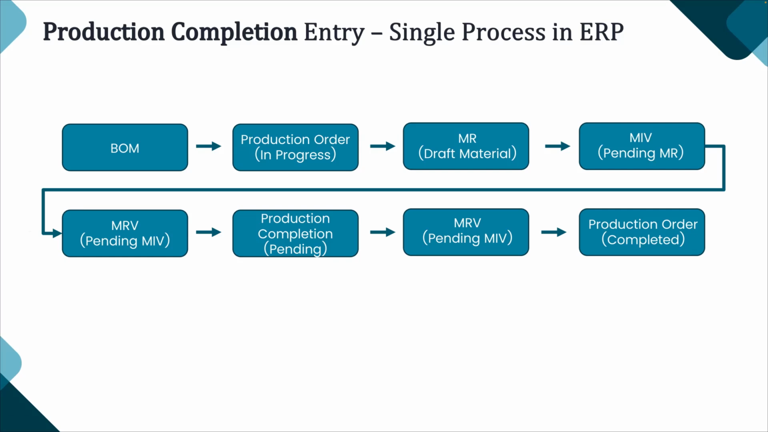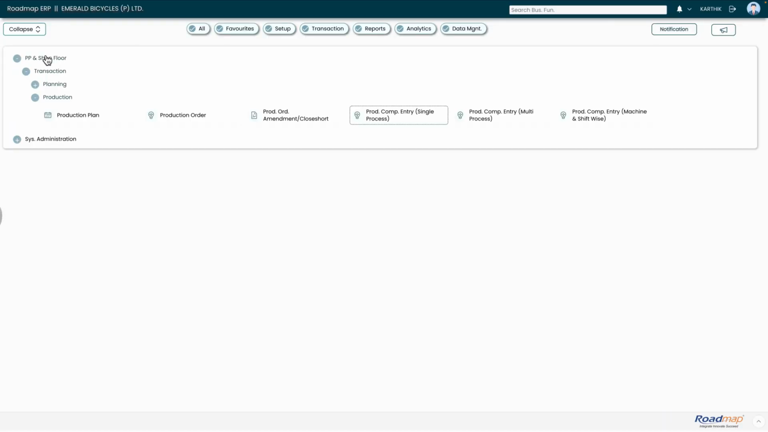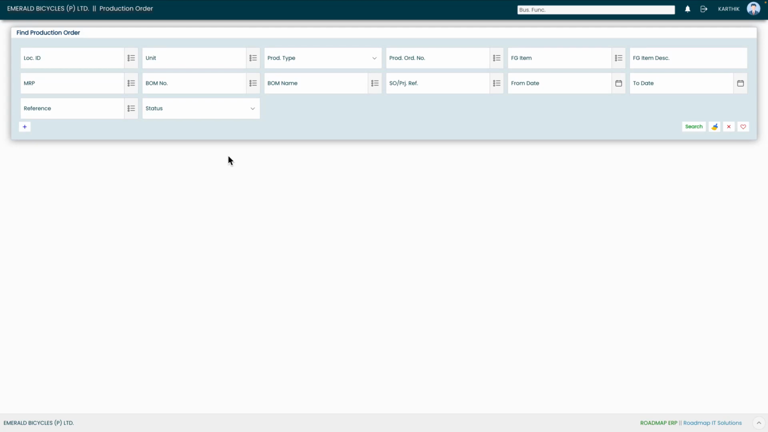And now in order to create a production completion entry, let's move on to our login page. And here I have entered as user. So when you click on this PP and shop floor transaction, you have your production order. Production order is also called a work order or manufacturing order, and it's a document used in an ERP system to initiate and track the production of your FG using your RM and your resources.